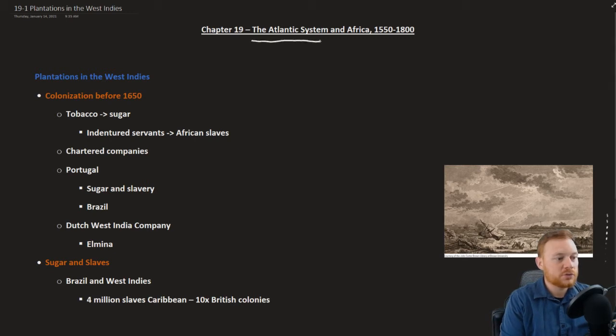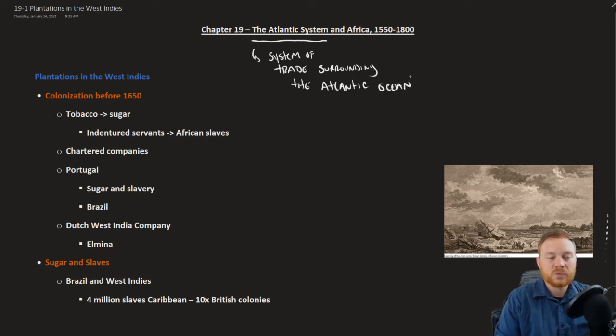This is a term used to describe the system of trade surrounding the Atlantic Ocean. A lot of this was a result, of course, of the discovery of the New World and the type of economic system that developed in that particular region.